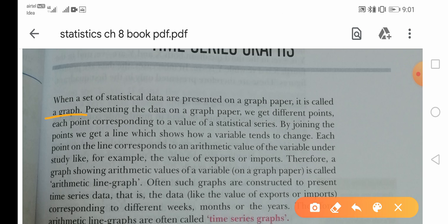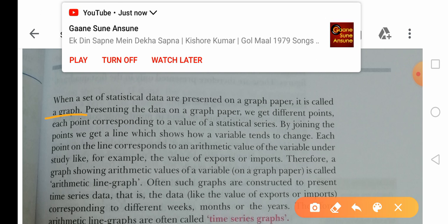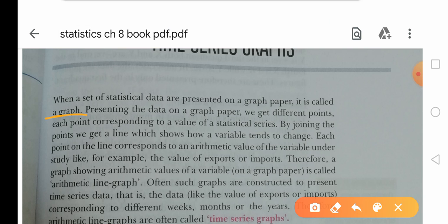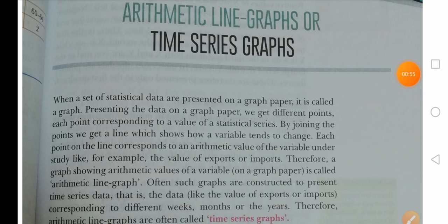As we already know, whatever statistical data or information we have collected is presented in a graph in a proper way. So, it is clear that the statistical data are presented on the graph paper. Now, presenting the data on a graph paper, we get different points, and each of those particular points corresponds to a value of the statistical series.